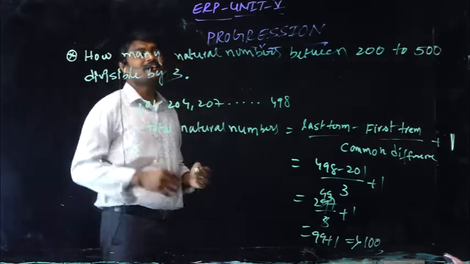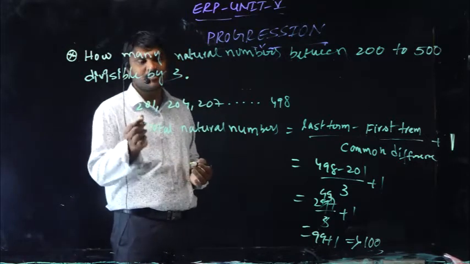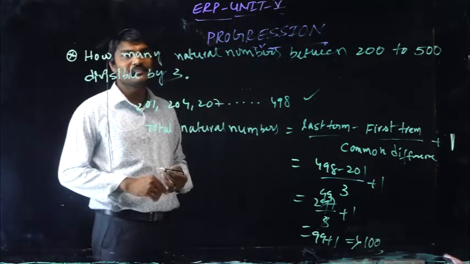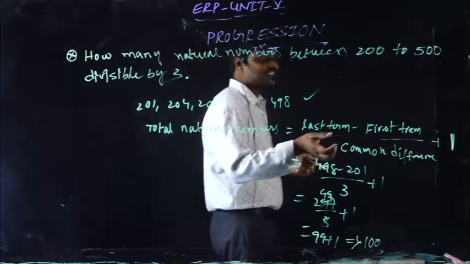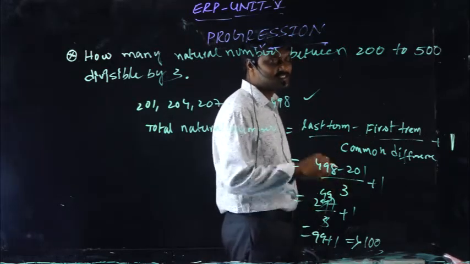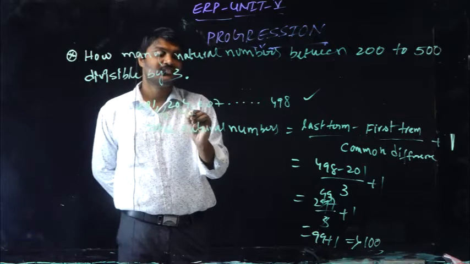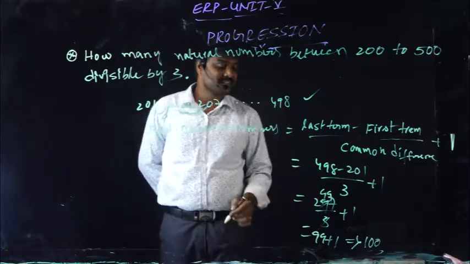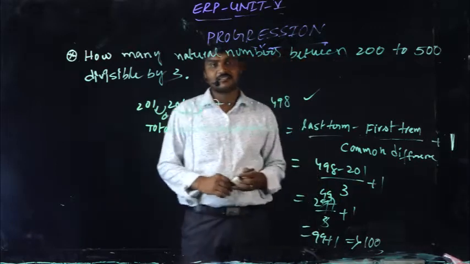So, how many natural numbers between 200 to 500 are divisible by 3? So, you can take series 201, 204, 207 up to 498. So, if you want numbers divisible by 3 between 200 and 500, it is last term minus first term by common difference plus 1. Last term is 498, first term is 201, common difference is 3. So, that's why 297 by 3 plus 1. So, that is 99 plus 1. So, 100.